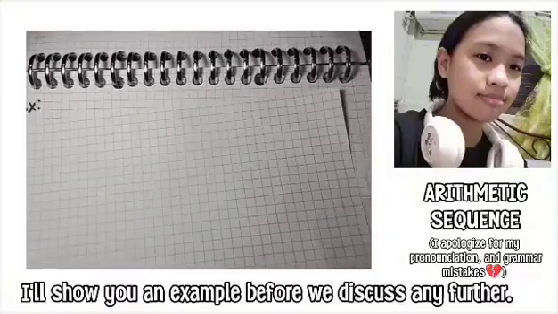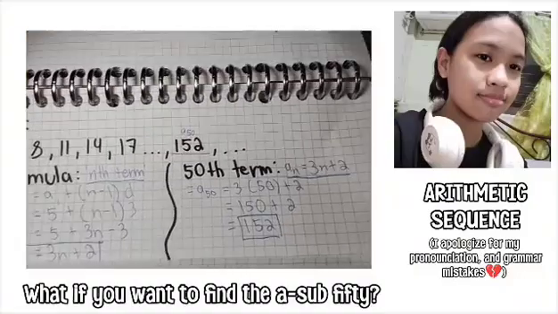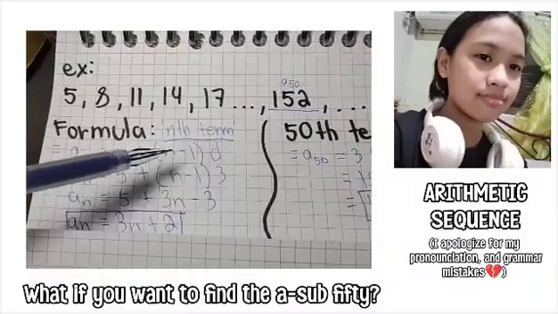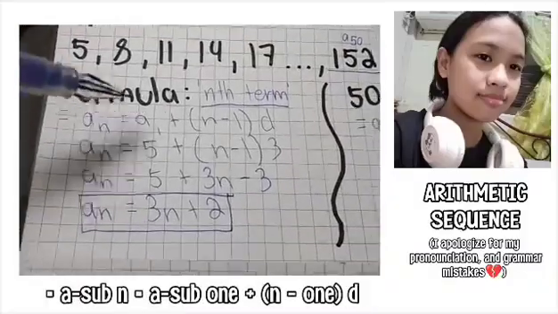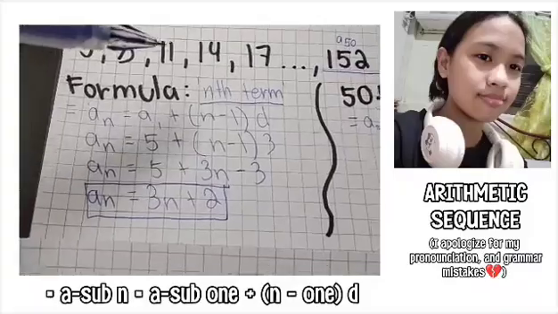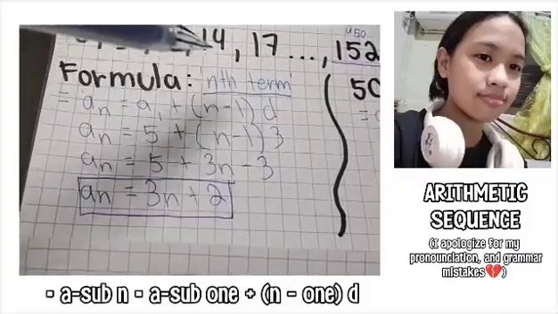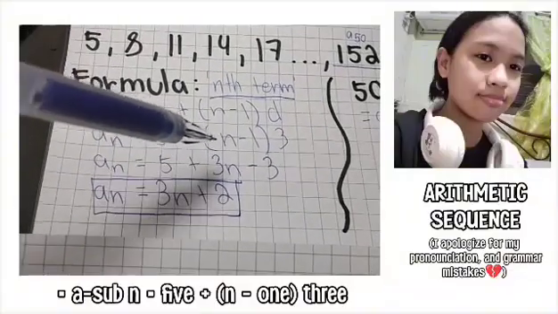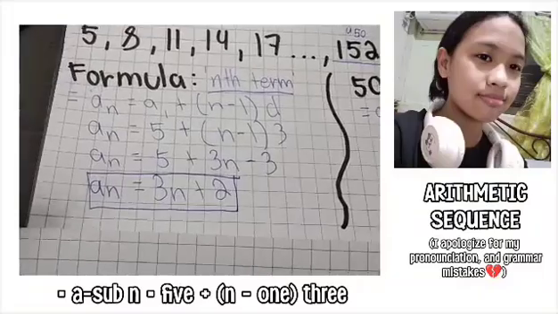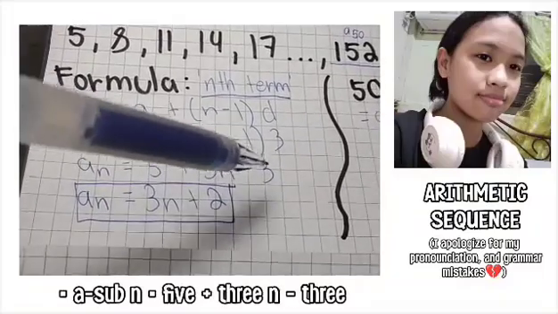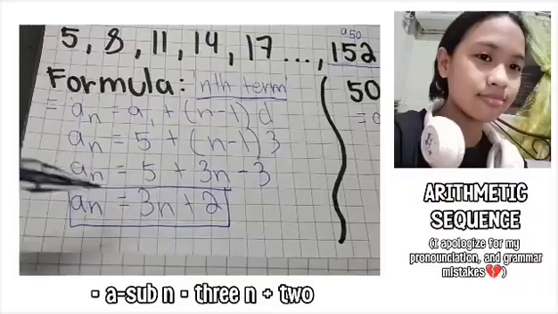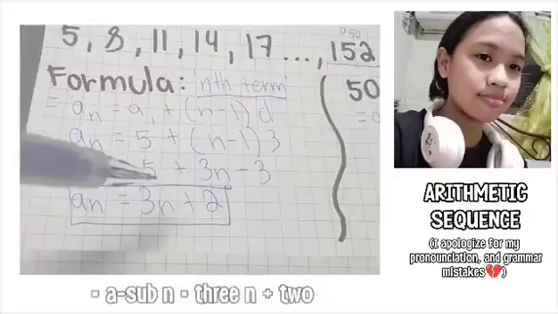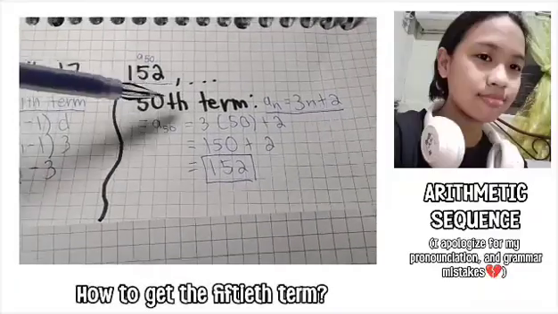So next we move on. I'm going to show you another example. Here's a situation: what if you want to find a sub 50? We have a formula for the nth term. a sub n equals a sub 1 plus n minus 1 times the common difference d, which equals 5 plus n minus 1 times 3, then 5 plus 3n minus 3, and we get the formula for the nth term: a sub n equals 3n plus 2.